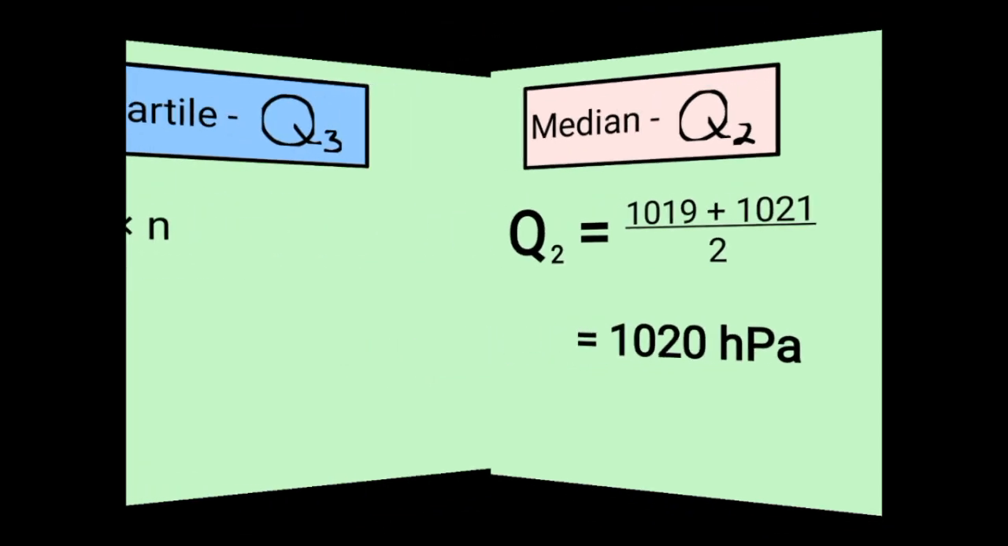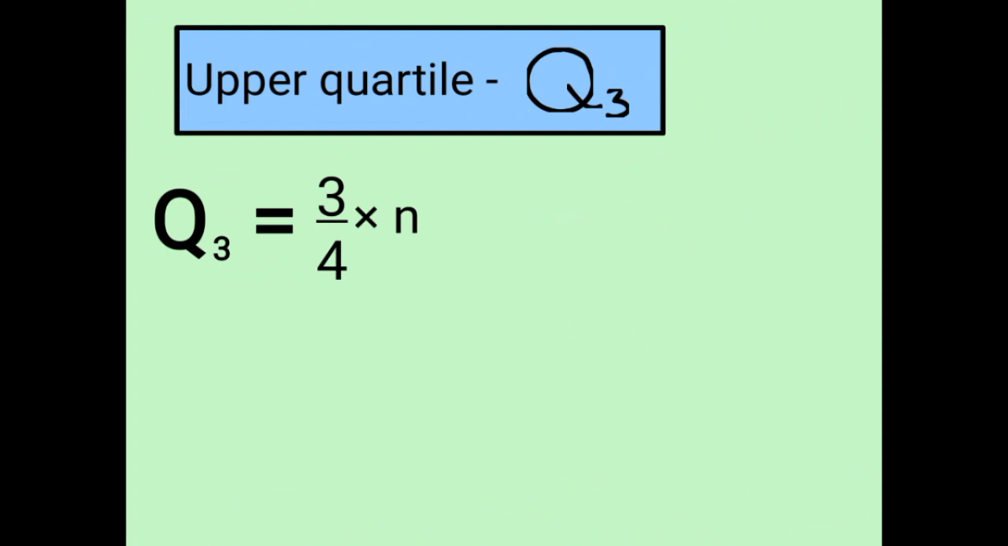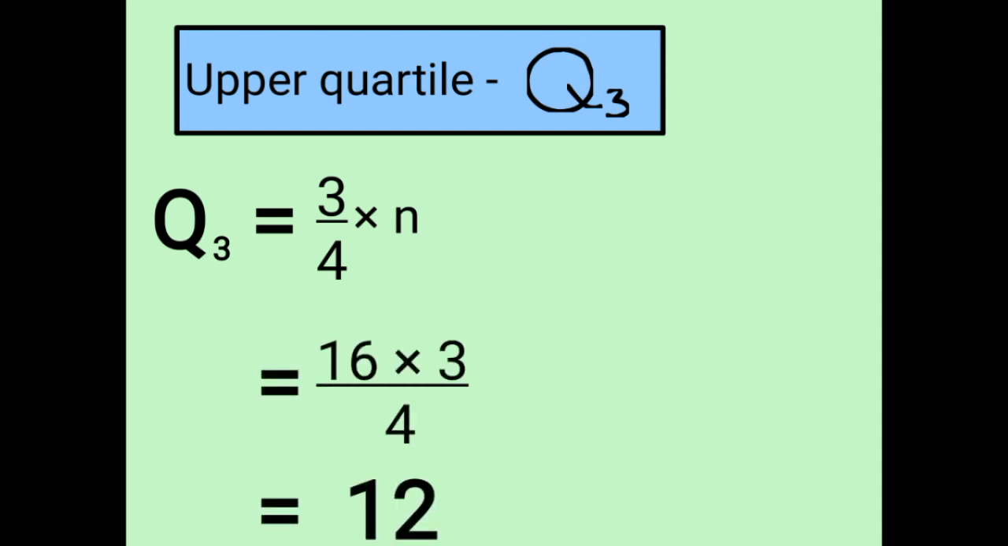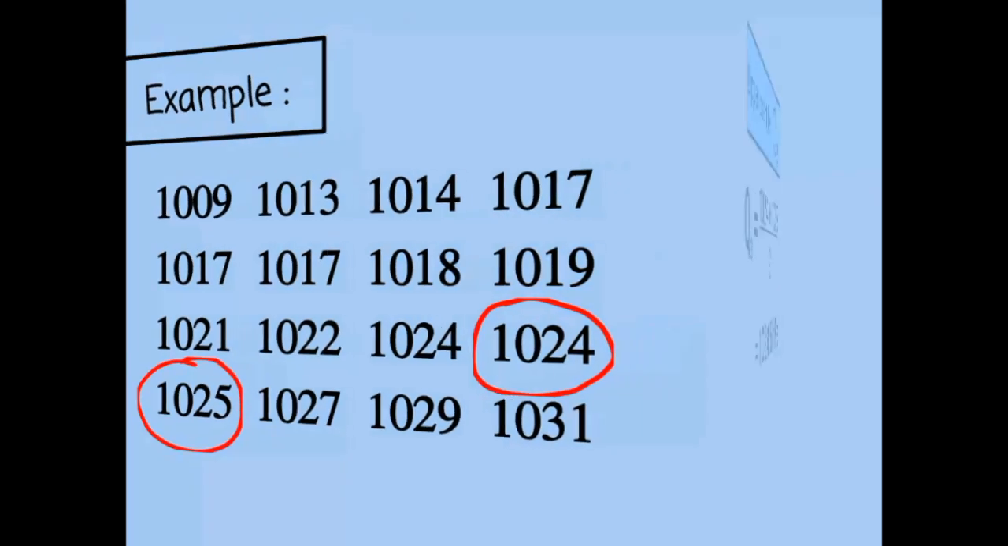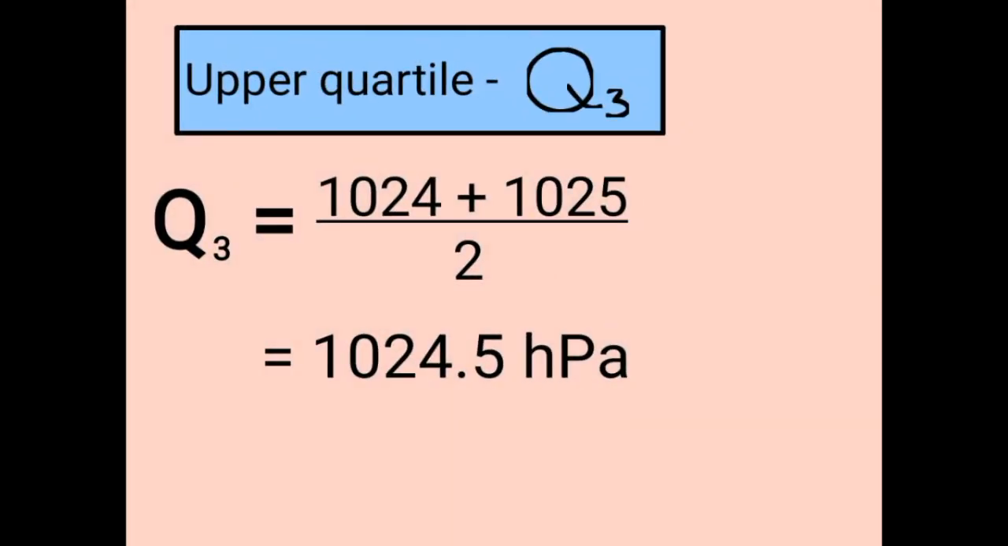To find the upper quartile for discrete data, find 3/4 of n. So, multiply the number of data values by 3 over 4. Similarly to the lower quartile, if this is a whole number, the upper quartile is halfway between this data point and the one above. If it is not a whole number, round up and pick this data point. So, Q3 equals 3 times 16 over 4 equals 12. So, the upper quartile is halfway between the 12th and 13th value. So, Q3 equals (1024 plus 1025) divided by 2 equals 1024.5 hectopascal.